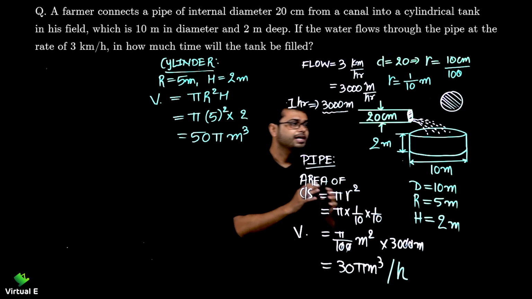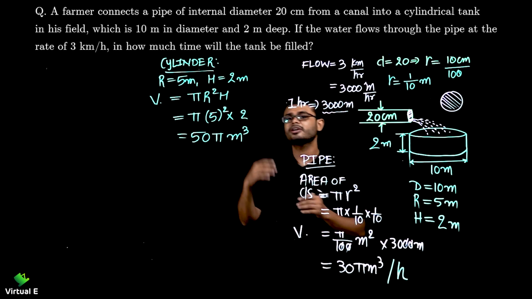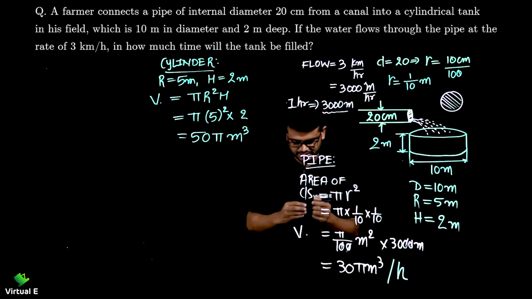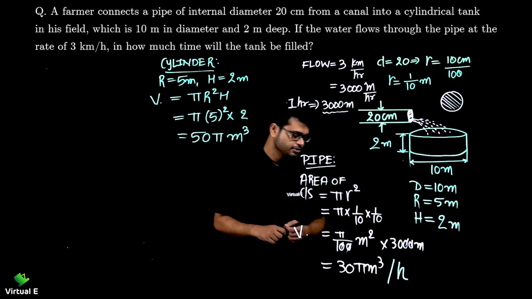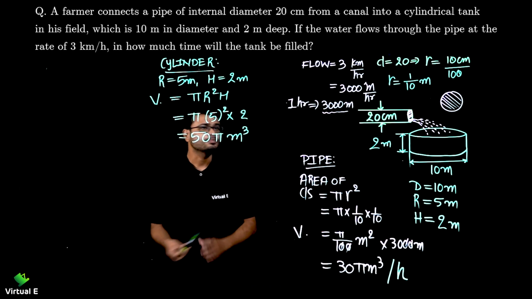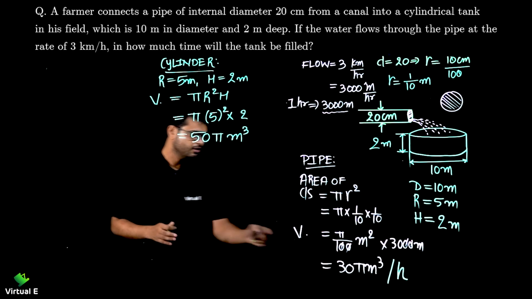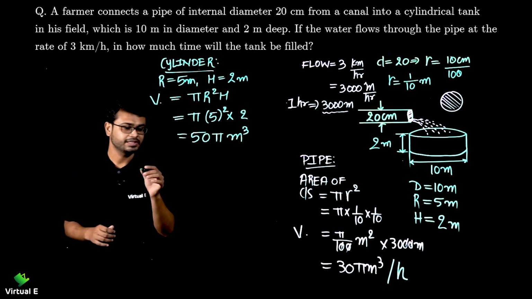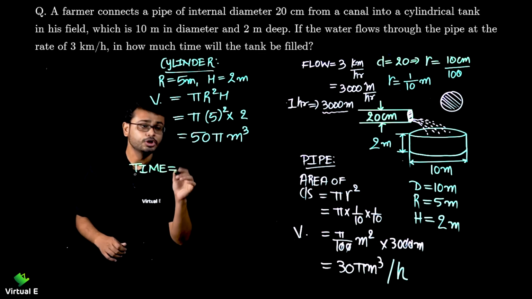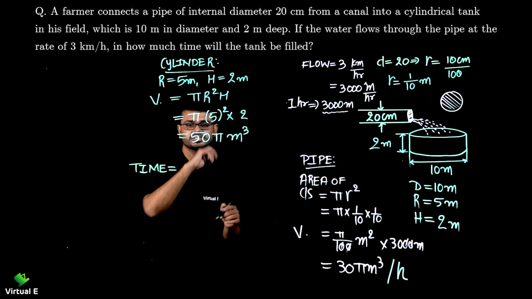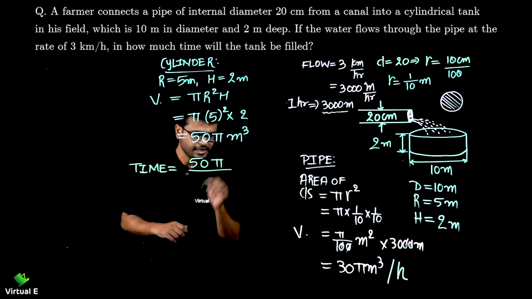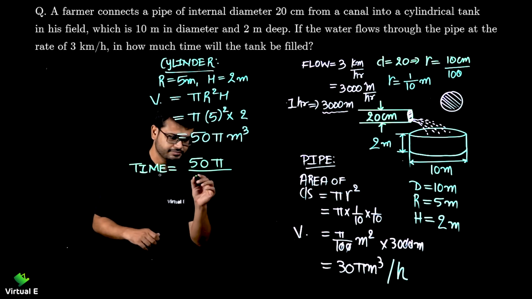So we want to find how much time it will take, in terms of hours or minutes, depends. Don't go for the seconds. That will be a very large number. So let's start with the time calculation and how to get it. What I'm going to do is divide, right? Obviously. So time is equal to total volume I need to fill. What is the total volume? 50 pi, and here 30 pi.